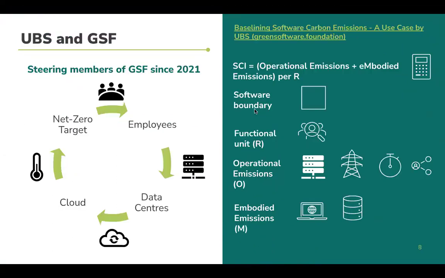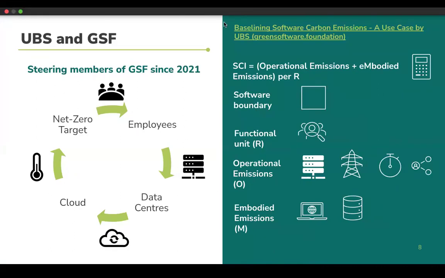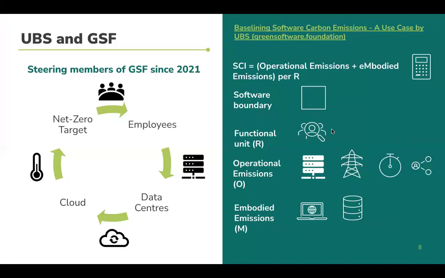Next slide, please. Thank you for inviting me to the GSF Member Showcase. It's great to be on this webinar. But before I start on the SCI use cases, I wanted to give a background of how we joined. UBS publicly stated our net zero targets in April 2021. And as we're all aware, the use of technology contributes to emissions. So joining the GSF that year as steering members was not only pivotal, but it was also very timely.